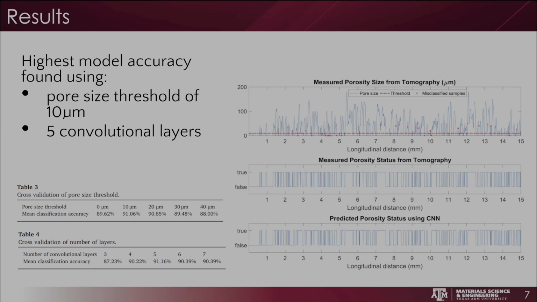The image on the right shows the 10 micron pore threshold size as well as the misclassified samples marked in red X's. The middle image shows the measured porosity from the CT scan as either binary true or false for if a region has a pore in it or not, which can be taken as a ground truth. Below is the predicted porosity status measured using the convolutional neural network, and we can see that it closely aligns with the actual porosity status measured from the CT scan.